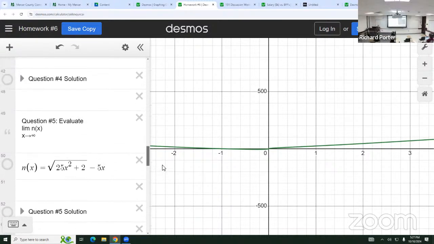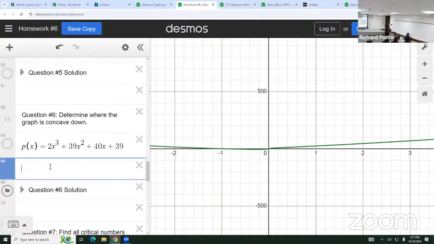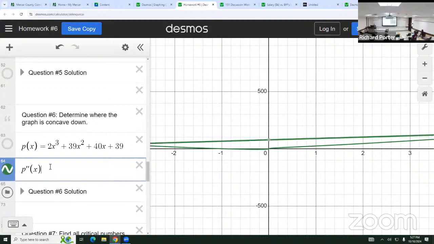Okay, the next group of questions was determine where the graph is concave down. If you want to know when it's concave down, what is that? Concavity is which, the first derivative or the second derivative? Second derivative. And you want to know when it's down, so whether that's a positive number or a negative number.